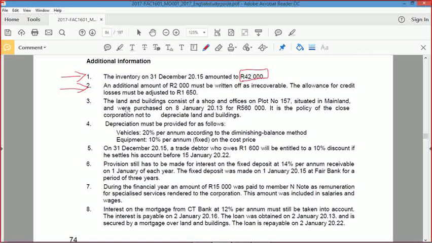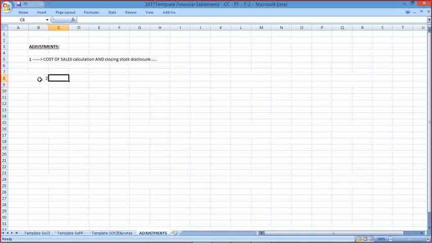Number 2, what stands out here? The additional amount of 2,000 must be written off as irrecoverable. The allowance for credit losses must be adjusted to 1650. Do we have 1 or 2 transactions here? It's 2. Good. So keep them separate. Don't try to do both at the same time. Do one at a time. So let's focus on the first bit. How are we going to process this? We're going to debit the credit losses and credit the debtors. Perfect, that's correct. Number 2, debit the credit losses, credit the debtors, 100%.